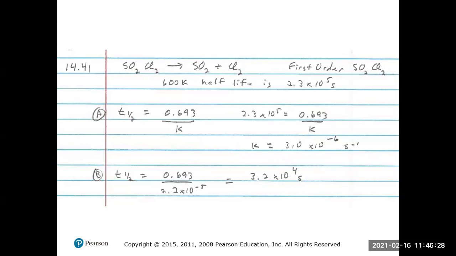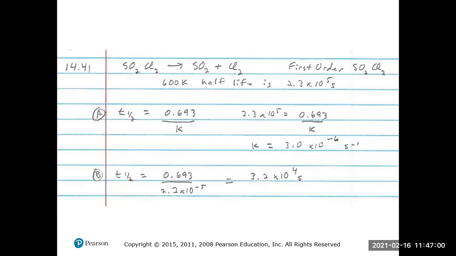And here we have gas phase decomposition of SO2Cl2. So that SO2Cl2 decomposes to SO2 plus Cl2. And we're told that it is first order with respect to SO2Cl2. And at 600 Kelvin, the half-life we're told is 2.3 times 10 to the third seconds.